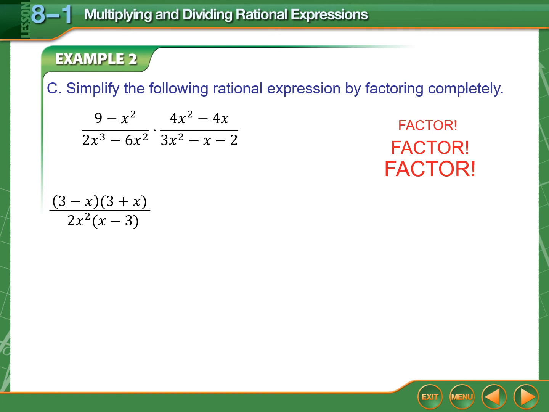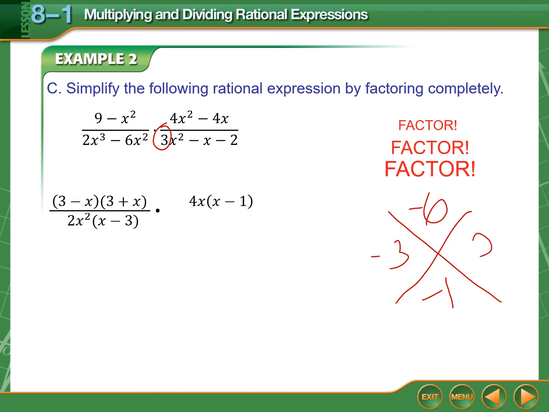Top is easy. I see 4x clearly that both terms share. So I'm going to factor out a 4x. And I have 4x and x minus 1. Now here we have a problem. I want you guys to please remember this. We have an a that is not 1. So we're going to have to work a little bit harder to factor that out. So we multiply 3 times negative 2 is negative 6. And then negative 1 is my middle term. So it would take a negative 3 and a positive 2.